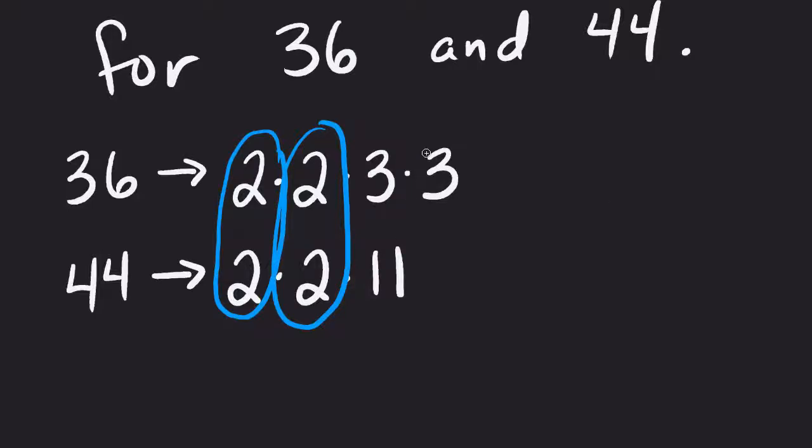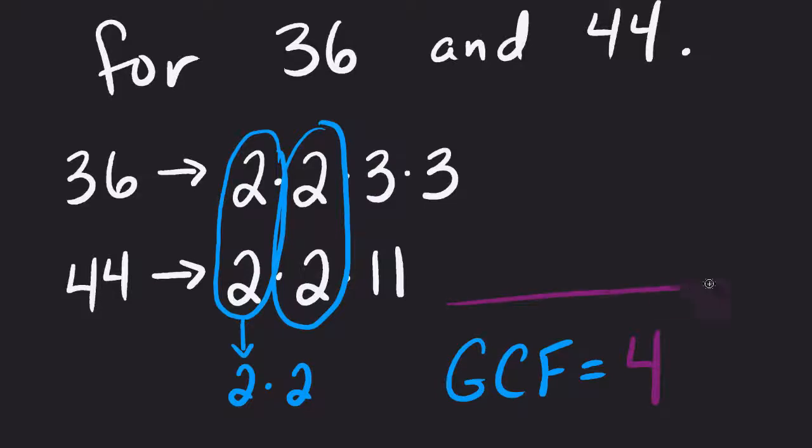So really, what we have then is a 2 and a 2. So our GCF for this would be 2 times 2, or 4. That's the biggest number that can evenly divide into both of those. Okay, and that's the key to this: we're looking for a factor, something that can go into both of these. All right, let's try another one.